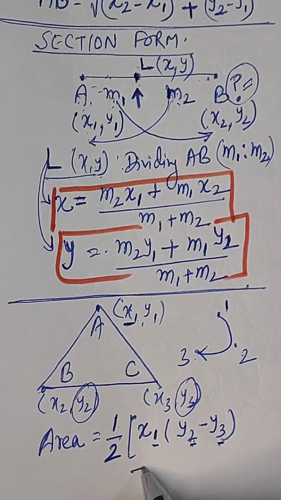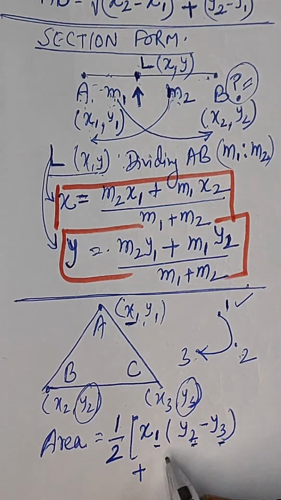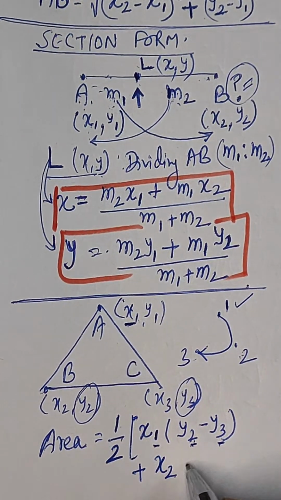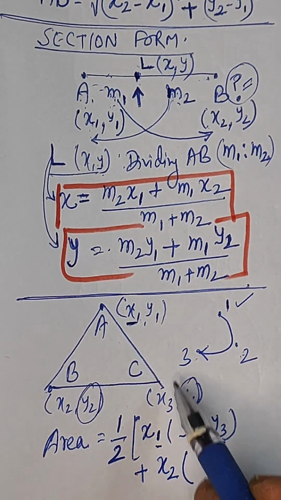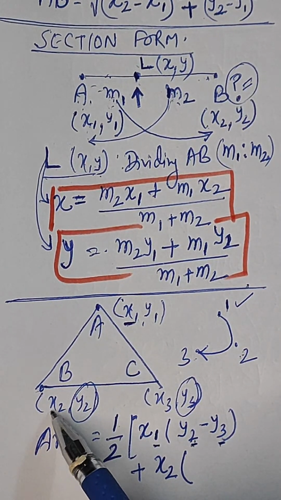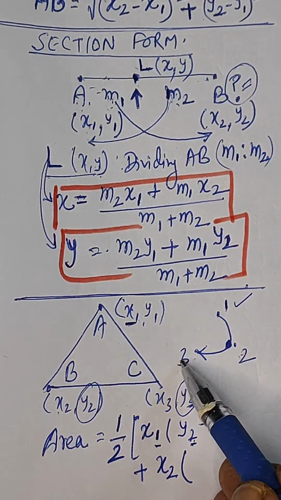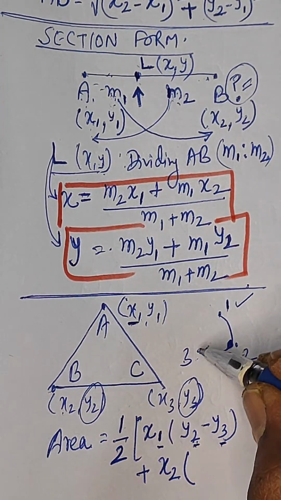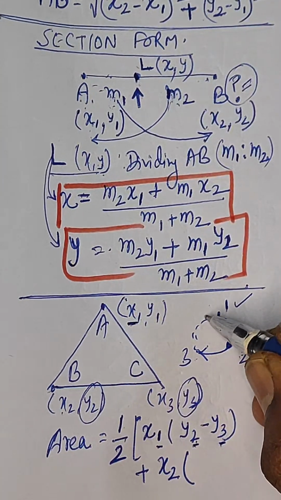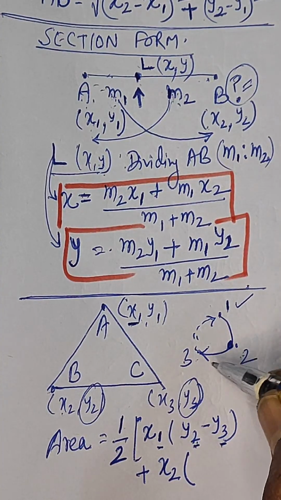Plus, if 1 is done, now come to 2. So it will be x2, that means the abscissa of B point. x2 into, if we are standing on 2, the next will be 3 and 1, isn't it? Just take this as a circle. Cyclic order, this should follow the cyclic order.